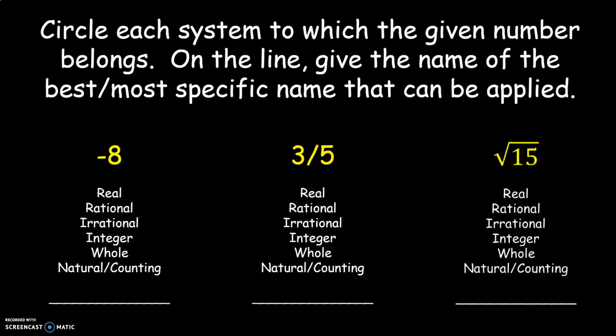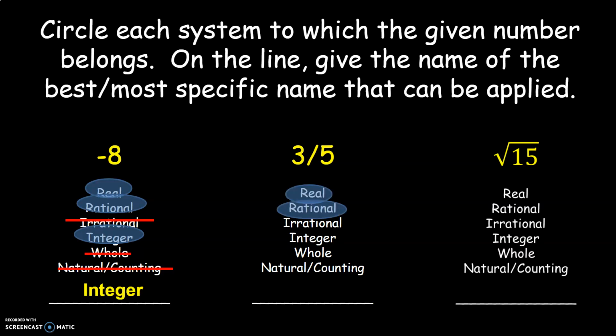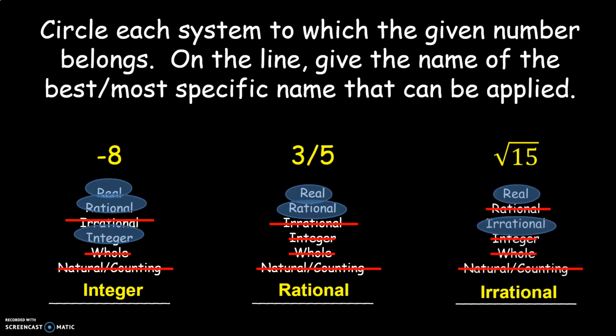All right, so if you want to, go ahead and pause the video and try these ones out on your own. I'm just going to go ahead and go through these really quickly. So -8 is going to be an integer. 3/5 is going to be a rational number. And then the square root of 15, if you were to type this in on a calculator, you would get a number that's like 3 point something. It's going to be a long decimal, so this is actually an irrational number. Okay? So make sure that you guys did okay with those.